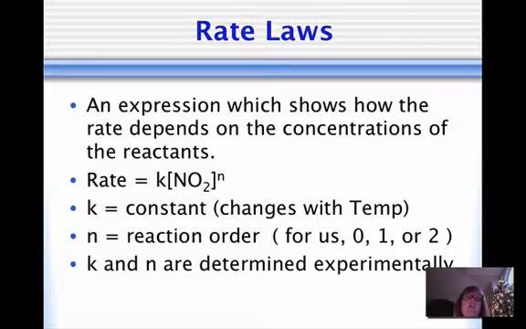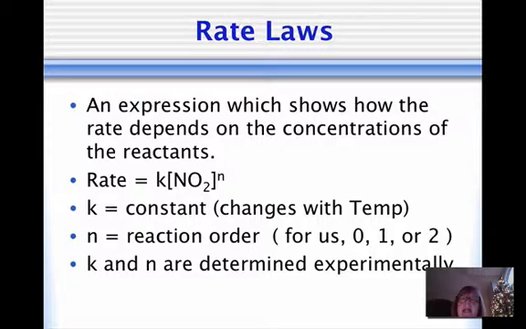All right, so first of all, what in the world is a rate law? Well, it's just an expression that shows how the rate depends on the concentration of the reactants. So we're going to be looking at, well, what if we double the concentration of this reactant? What does it do to the rate? Does it go twice as fast? Does it quadruple the rate? How does it affect the rate? Or does it affect the rate at all? We're going to be looking only at the reactants and how the concentration of the reactants affects the rate. A rate law looks something like this.